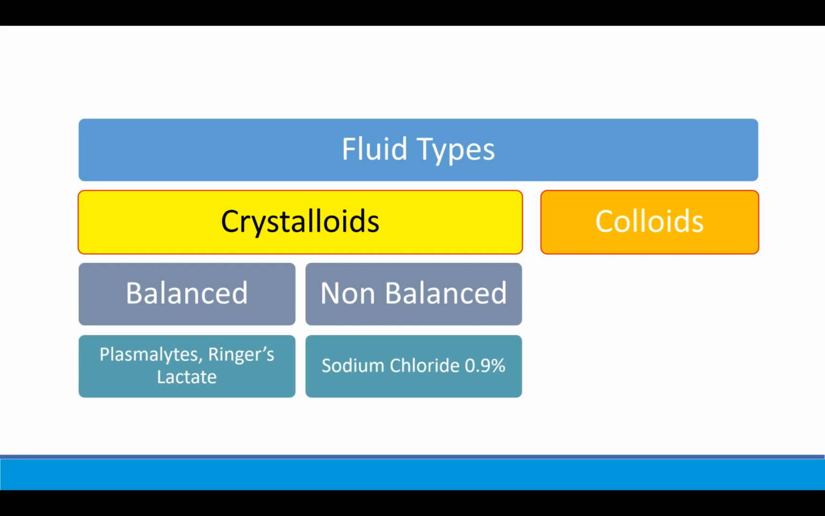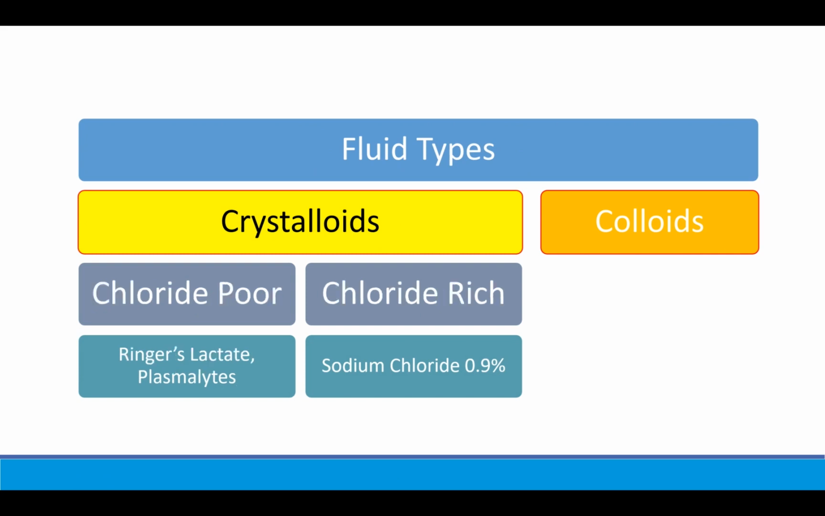Crystalloids could be either balanced or non-balanced. Balanced crystalloids such as Plasma-Lyte and Ringer's lactate. The non-balanced are mainly the sodium chloride 0.9%. And those could also be classified based on the chloride content to either chloride poor, such as Ringer's lactate or Plasma-Lyte, or chloride rich, such as sodium chloride.